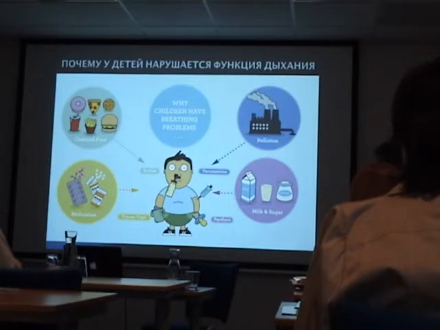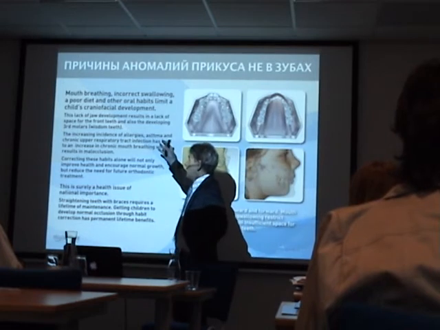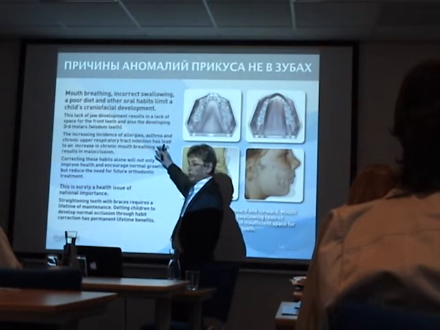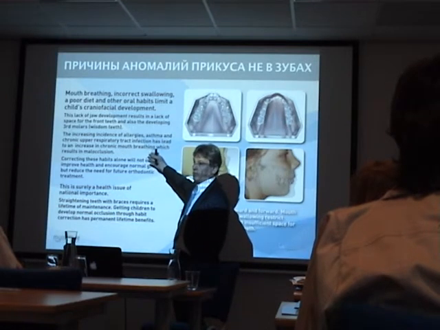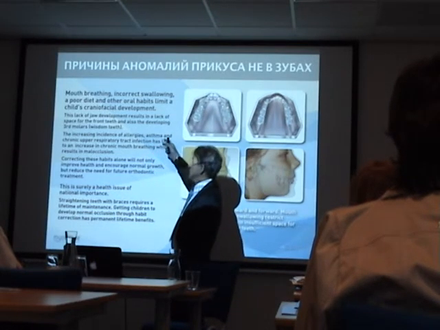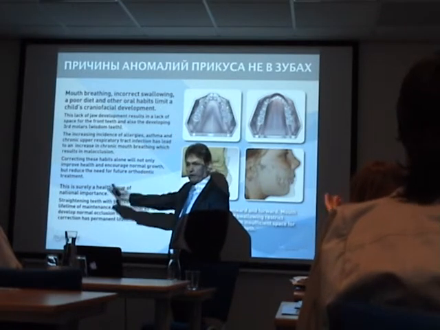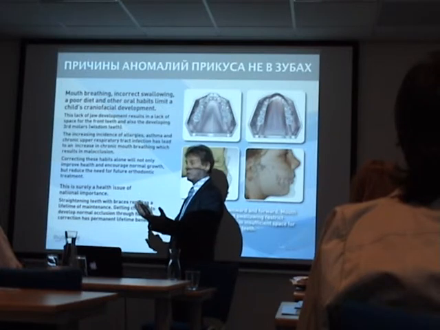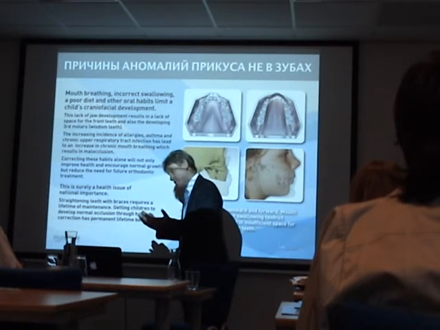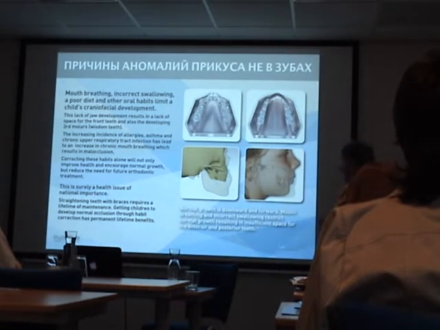So first we have to really recognize that the cause of malocclusion is from the environment. So mouth breathing, incorrect swallowing, poor diet, leading to poor craniofacial growth. Poor craniofacial growth means there's less room for the teeth. And I'm going to show you how that eventuates.